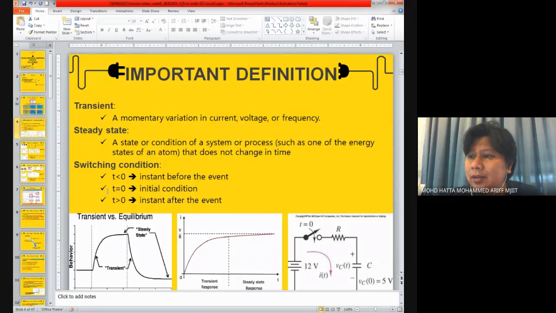And t equals 0 means the initial condition, and referring to this one, it means that the switch starts to close the circuit. And at t greater than 0, it's the instant after the event, meaning the switch is kept closed, and we try to analyze what's going on inside the circuit when the switch is closed at t greater than 0. That's an important definition. These three definitions you will come across very often in this topic.